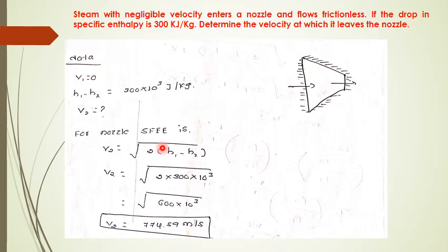Then for nozzle steady flow energy equation, we already derived this equation. Exit velocity V2 equal to under root of 2 into (H1 minus H2). So the drop in enthalpy, H1 minus H2, we know here. If you substitute, you will get exit velocity as 774.59 meter per second. So this is the exit velocity of the given nozzle.